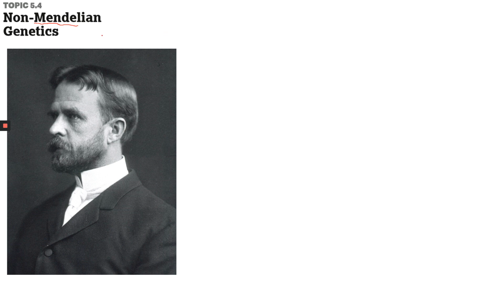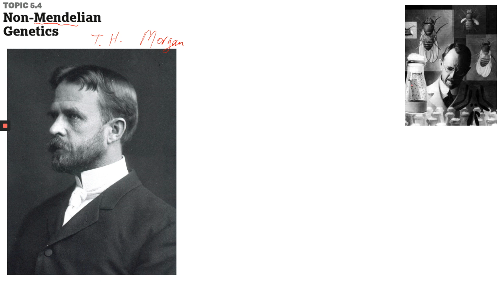First, I want to talk about another famous geneticist, another M geneticist. This is Thomas Hunt, or T.H. Morgan. And this guy worked with fruit flies. If you'll notice, he has these pictures of flies up here, and this is early 1900s.